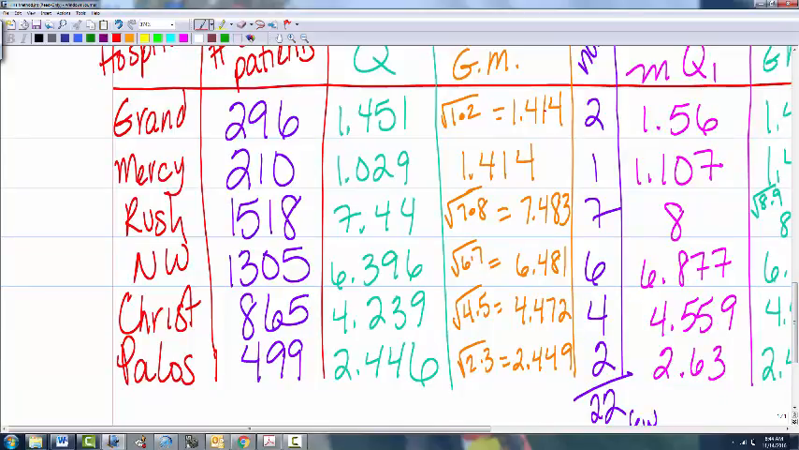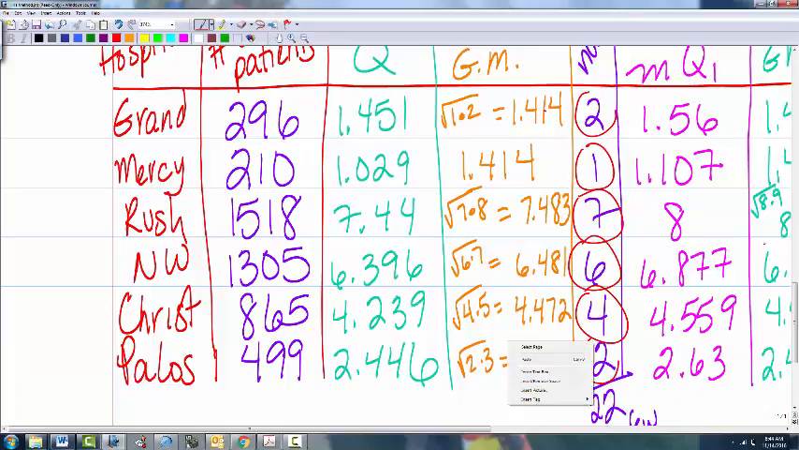Make your comparisons correctly here. What's 1.451 compared to 1.414? Bigger or smaller? What's this compared to this? Bigger. So when the quota is bigger, you go up. When the quota is smaller than the geometric mean, you round down. 7.44 compared to 7.483, smaller, round down. 6.3, 6.4, smaller, round down. Smaller, and so close, but smaller.